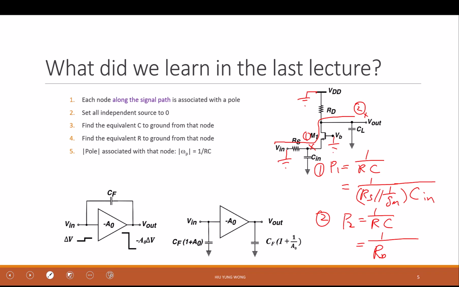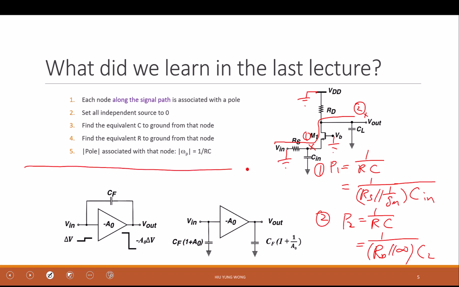Now, because this is no channel length modulation, let me just put infinity. Then how about the capacitance at this node that goes to ground? CL, right? Treat this as a review. On Wednesday, I might not review much because I will talk about the speaker, I mean the output stage, for your lab. Good.